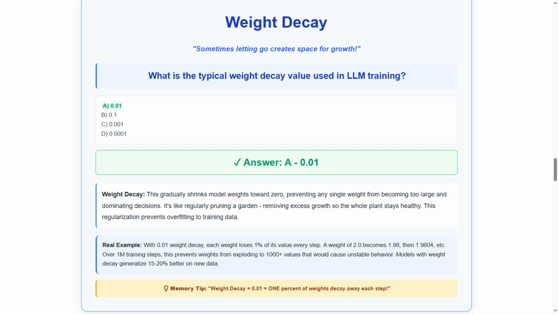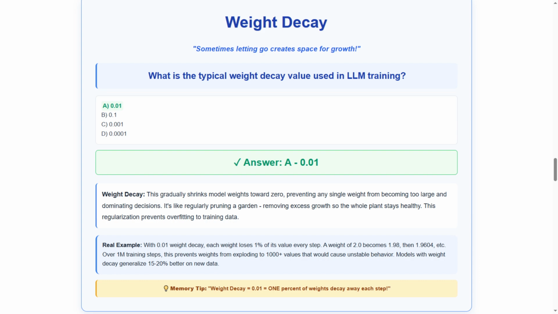What is the typical weight decay value used in LLM training? A. 0.01, B. 0.1, C. 0.001, or D. 0.0001. The answer is A.